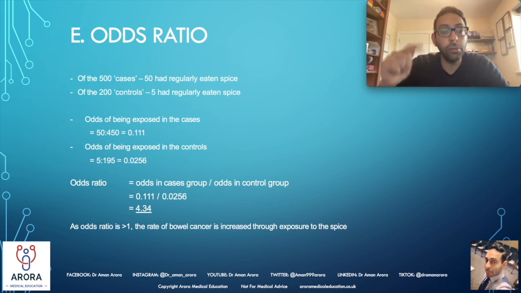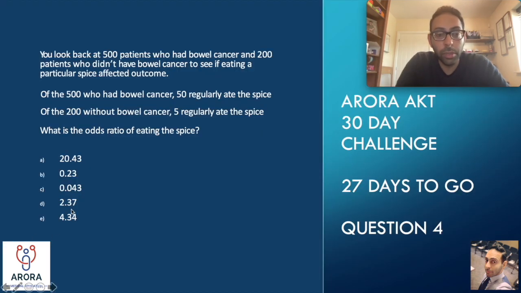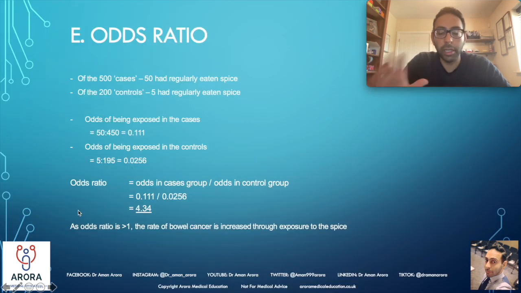Now, if you calculated 2 risks, by the way, and did a risk ratio, you might have got the answer as 2.37. So if that's what you got as your answer, then you've just done the risk way round.